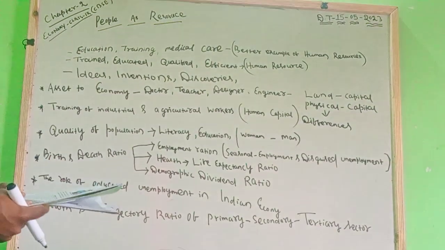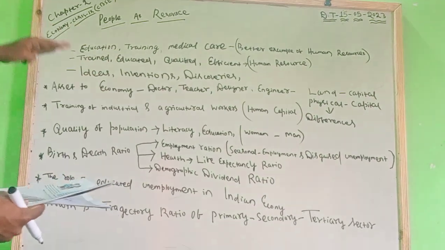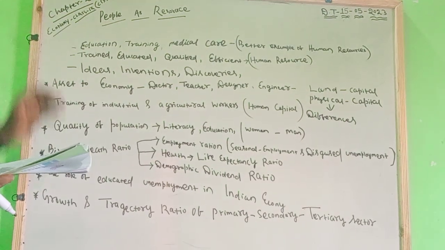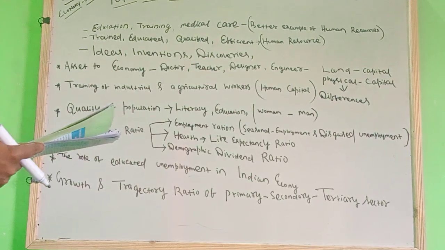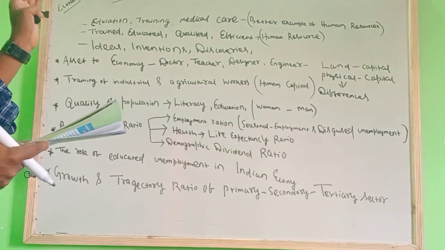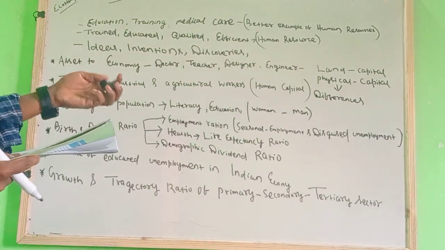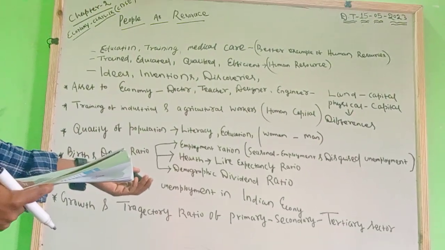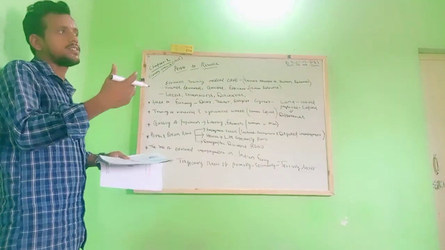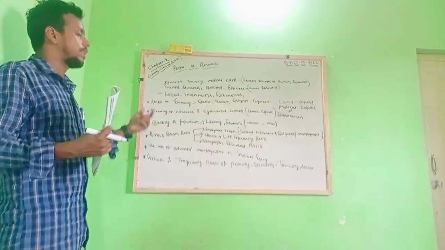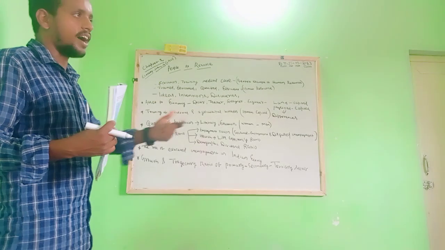They also get human capital, and there is a significant difference between human resources and land and physical resources. The population itself is a reason, so that's why we measure their literacy rate, birth rate, sex ratio, health and life expectancy rate, and their living areas. Within 1 kilometer, how many people live, that is known as the demographic dividend.